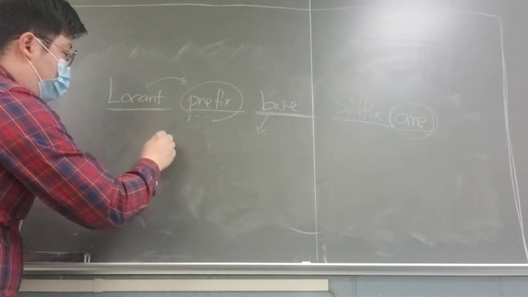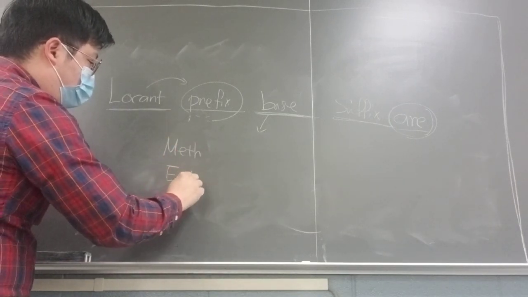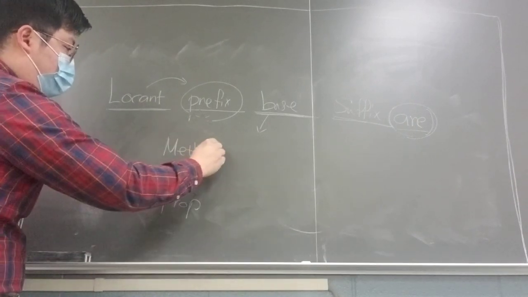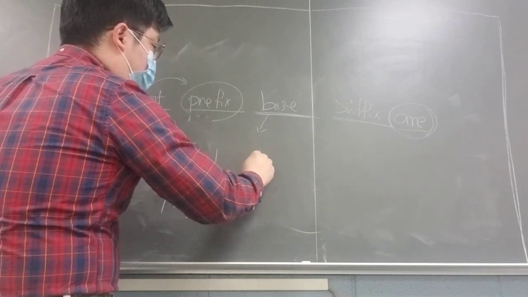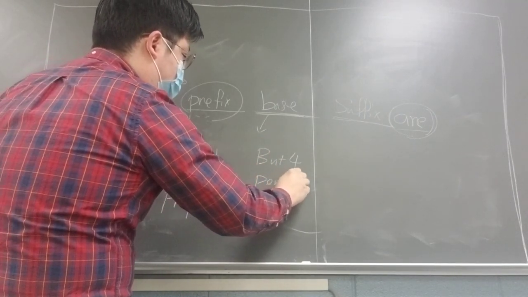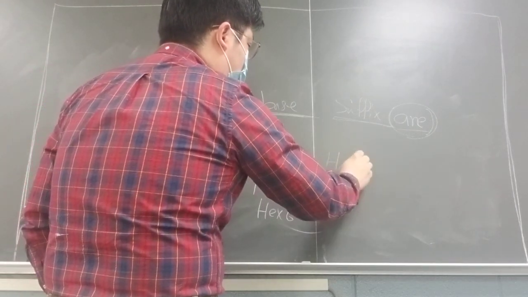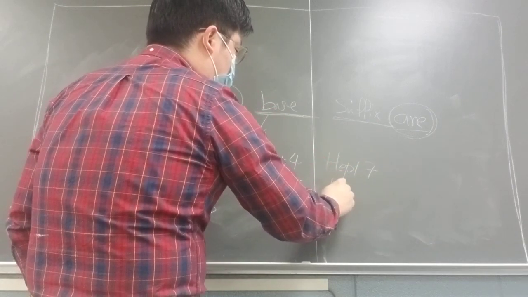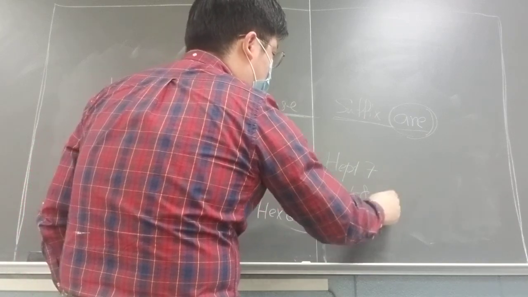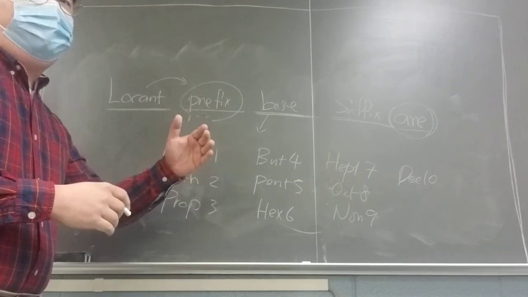Once again, this is the kind of thing I want you to remember. Meth is 1, eth is 2, prop is 3, but is 4, pent is 5, hex is 6, hept is 7, oct is 8, non is 9, dec is 10. So once again, you don't have to know more than 10.